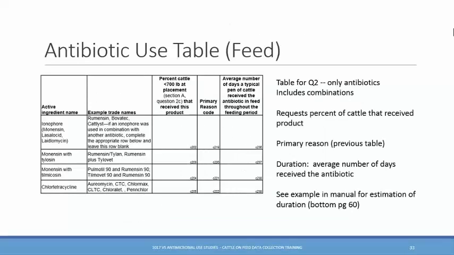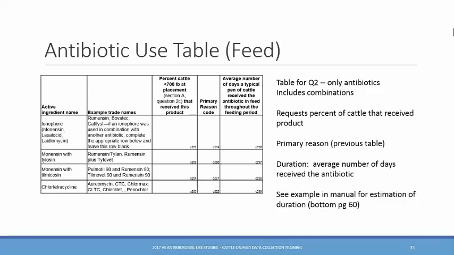Here we have the active ingredients in the table on the far left side, and we have a number of ionophores listed, Rumensin, Lasalocid, and Laidlomycin, and then the example trade names, so that if the producer says they used a certain trade name that you're not familiar with, you can look at this table, or you can look at the table at the back of the questionnaire and locate that trade name.